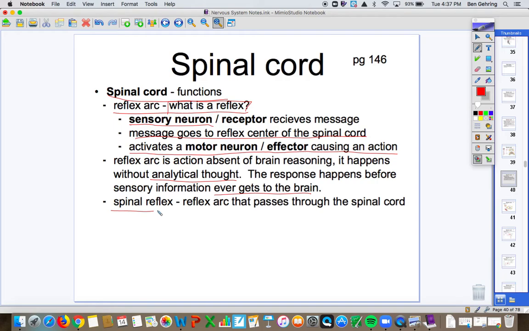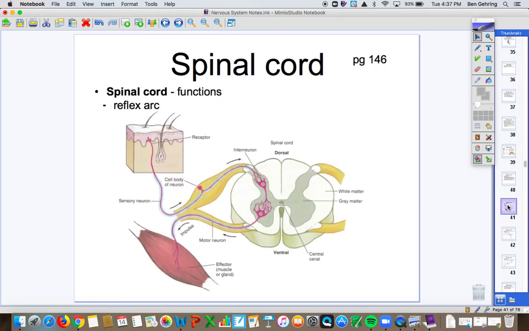So a spinal reflex is a reflex arc that passes through the spinal cord, and that's kind of where we get your knee kick. And so this is going to look at kind of how it works. So one, you have a receptor here just below the skin. So again, this is the epidermis and the dermis. We have a sensor here.